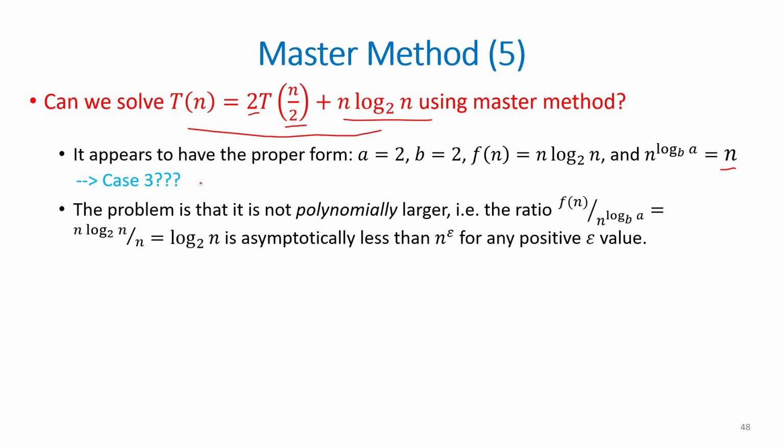The problem that we have over here is that f of n is not polynomially larger. That means the ratio of f of n, which is n log n, to n to the power log base b of a is log of n, which is logarithmic and not polynomial. So we expect this ratio to be of the form n to the power some epsilon, which is positive, and not some logarithmic function. If this is the case, then we could solve using case 3. If not, then we cannot use the master method, and we probably have to use the recurrence tree approach.